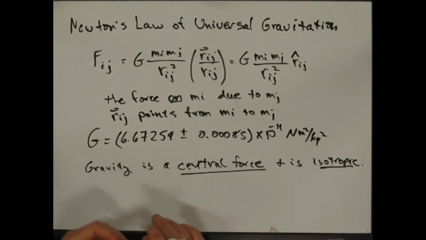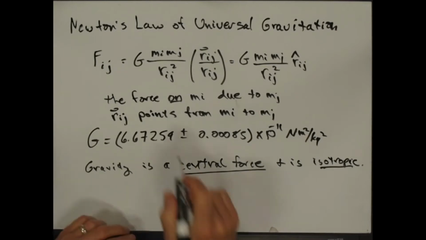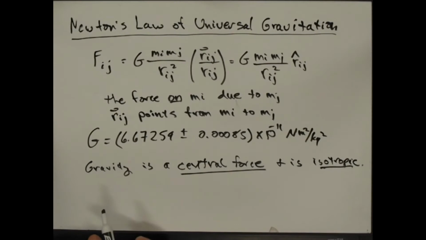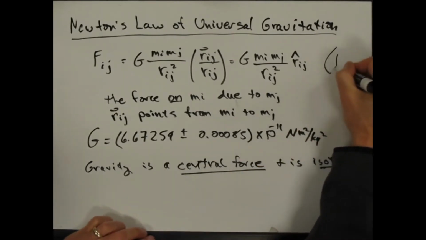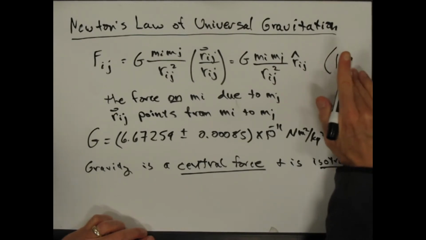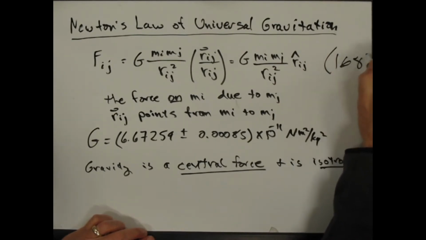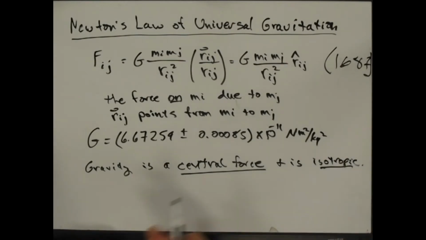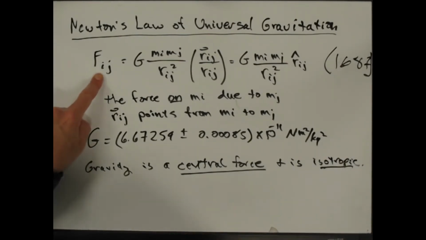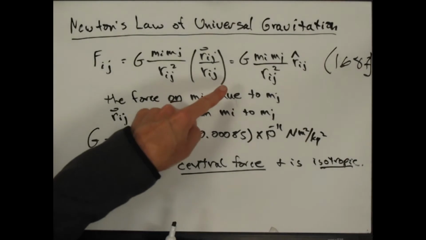So this chapter is on gravity and central forces, and we'll start with just talking about Newton's law of universal gravitation. I think he did this in around 1687, maybe. And it says that the force on object I due to J, you can reverse those two and put a minus sign out here.